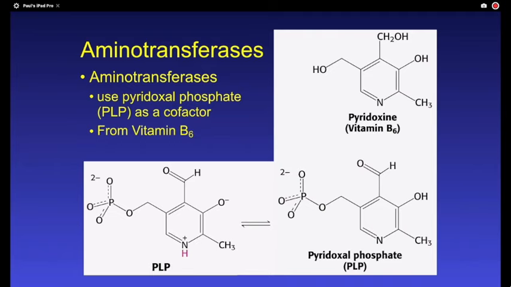Aminotransferase has a cofactor that is used called PLP. When have we seen PLP before as a cofactor? We have seen one enzyme in this semester using PLP. No, it wasn't in the pyruvate dehydrogenase complex. But that's a good guess because there was a lot of things going on there. That was TPP. It is another B vitamin derivative, but it was another process.